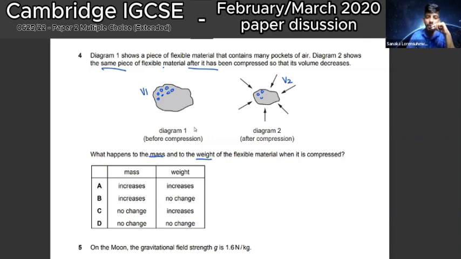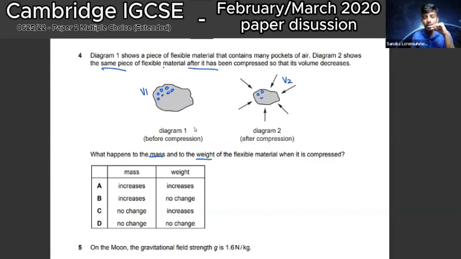Mass definition. What is the definition of mass? How many particles? The number of particles in the materials. That is what we call mass. Number of particles. Right? Weight.